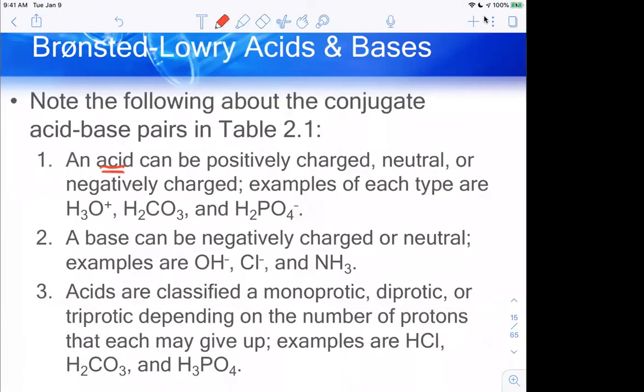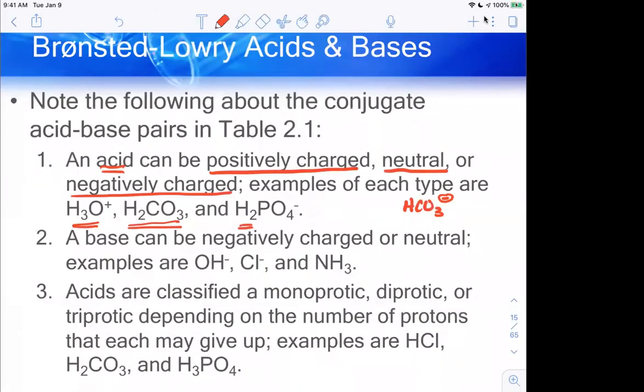An acid can be positively charged, neutral, or negatively charged. Hydronium is a positively charged acid. It will form water when it loses an H+. Carbonic acid will form HCO3- after it loses a proton. That's a neutral acid. It loses a proton and becomes negatively charged.